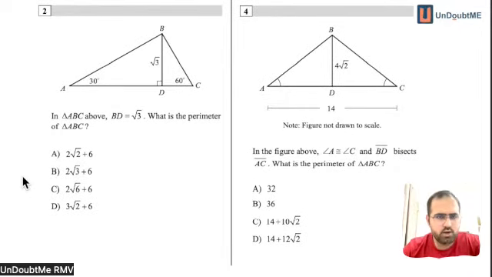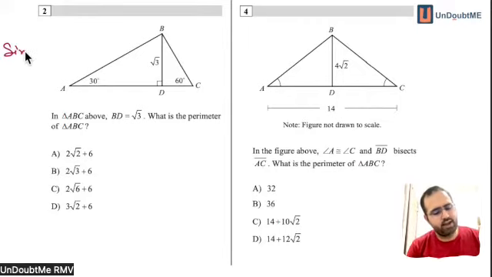In the triangle ABC above, BD is root 3. What is the perimeter of triangle ABC? So you have to find all the sides. Sir, first you can find AB by the sine rule. Rather use SOHCAHTOA. Don't you think that will be easier? You can use the sine rule also, but SOHCAHTOA will be easier. We need to find AB. So I will write sine 30 is equal to root 3 over AB.